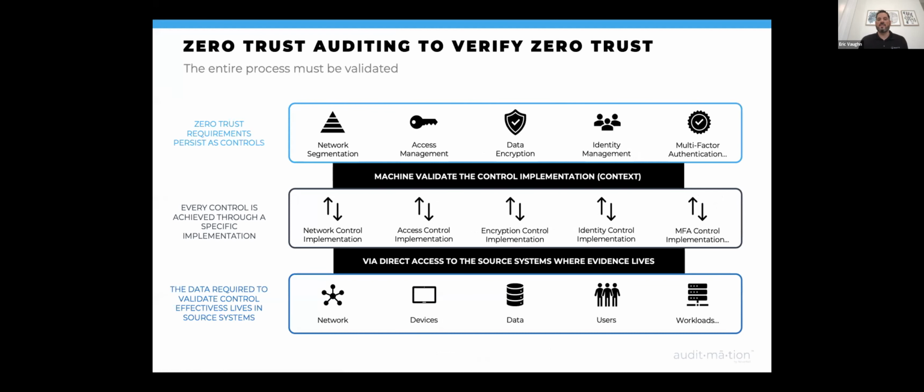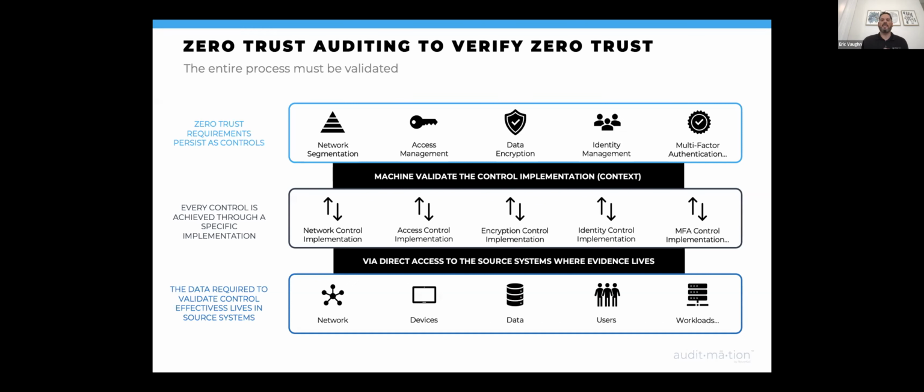The good news is that kind of everything lines up to be able to do that with the right tools and systems. And what I mean by that is that Zero Trust requirements already persist as controls. When you think about things like access management or identity management, there's already controls in place across a multitude of frameworks from NIST to FedRAMP to you name it, that govern the appropriate way to implement those controls and those actions. And every single control is actually achieved through a very specific implementation plan.